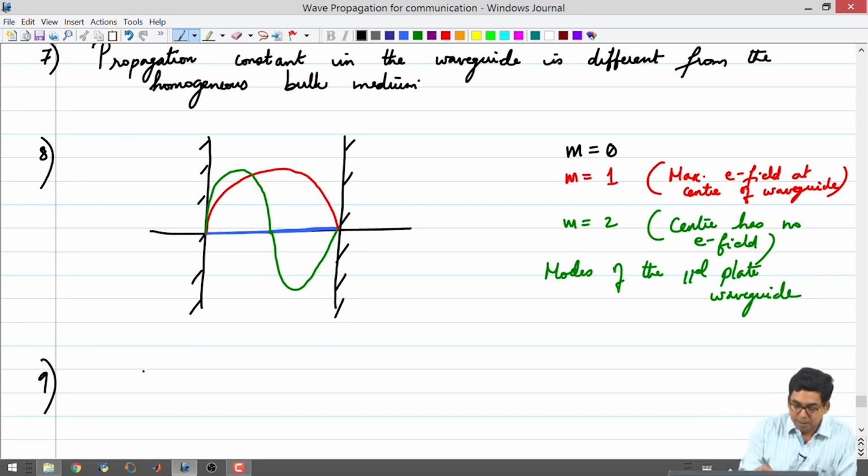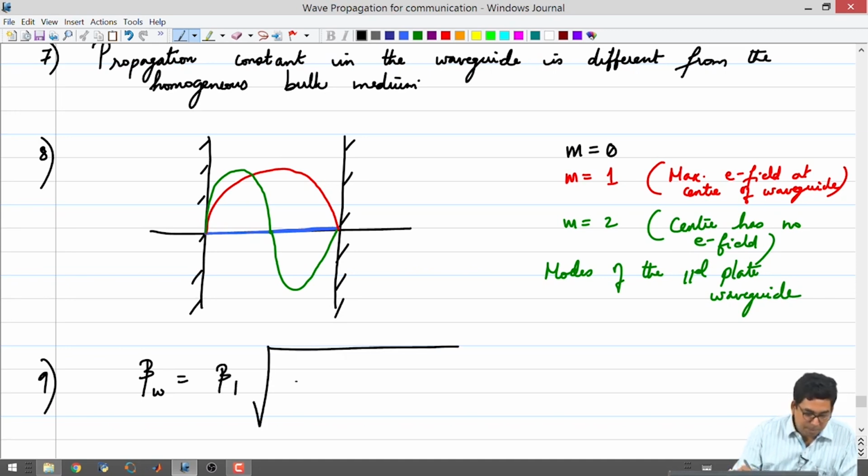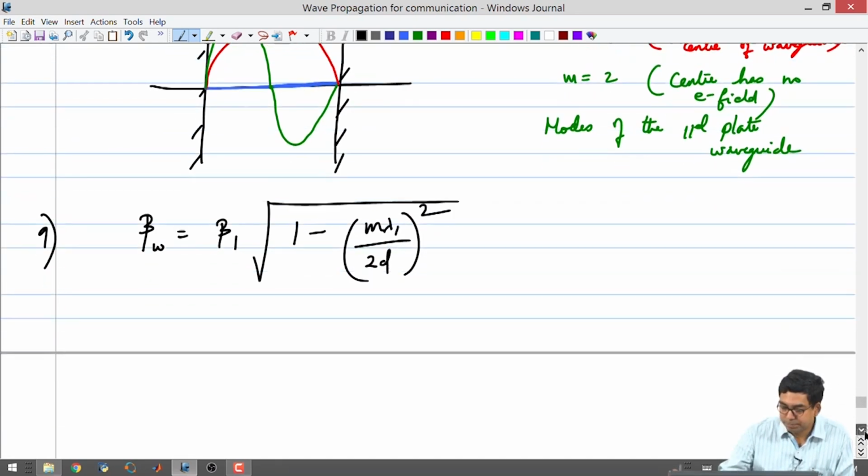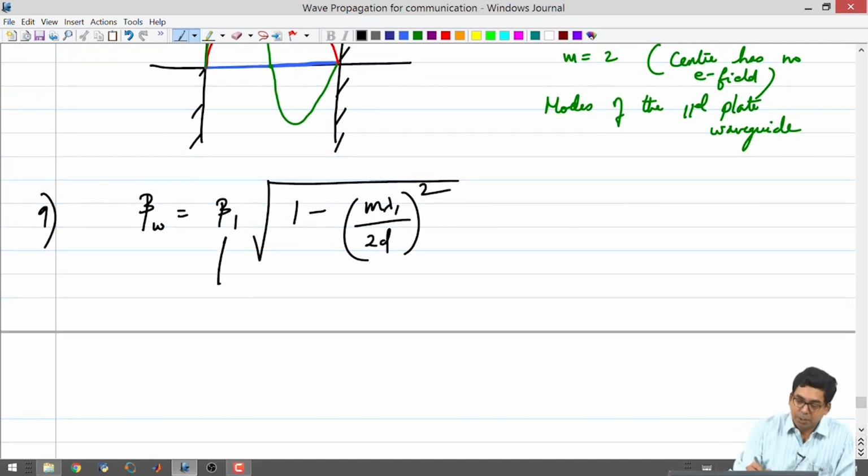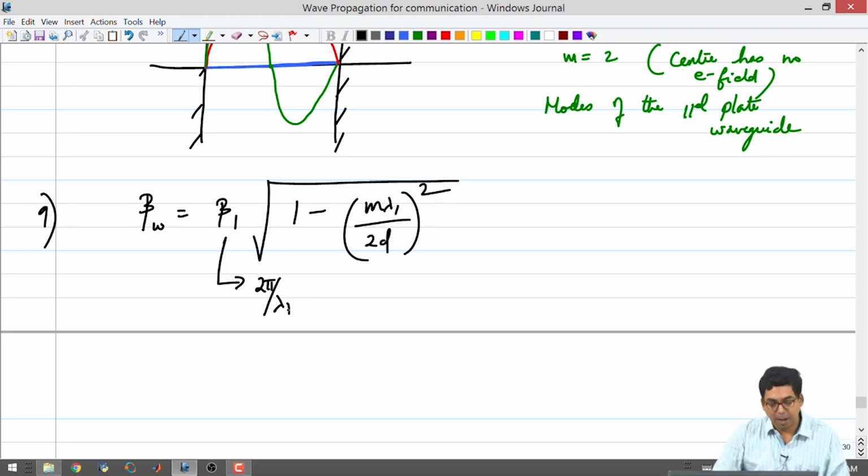So, now we have written beta w is beta 1 in that medium multiplied with square root of 1 minus m lambda 1 by 2d squared. So, you can say this corresponds to the homogeneous medium as 2 pi by lambda 1. If you want to write it in terms of frequency, you can write this as 2 pi f1 by velocity in that medium. If you assume it to be vacuum, V1 will be replaced with c.